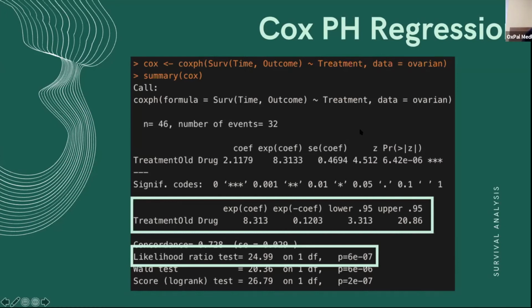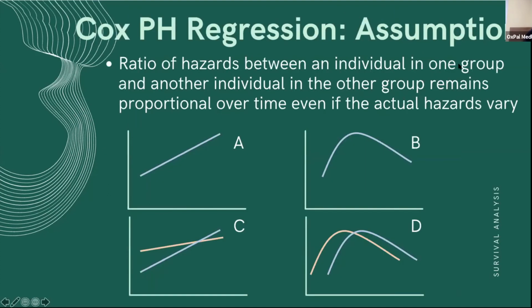You will normally encounter different reports of Cox regression, and usually the hazard ratio is generated through a Cox regression method. But again, it depends on the assumption that is in the name, proportional hazard. So the ratio of hazards between an individual in one group and another individual in the other group remains proportional over time.